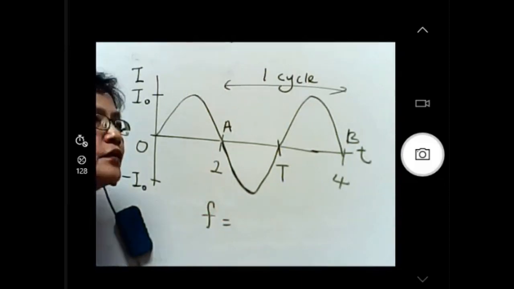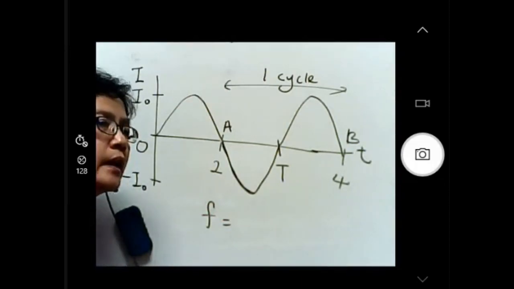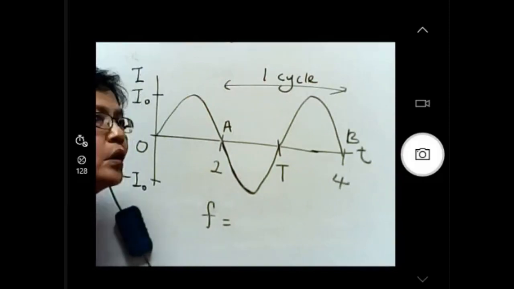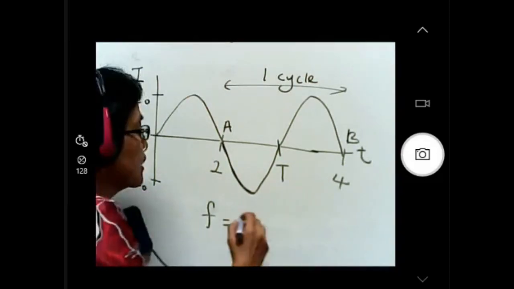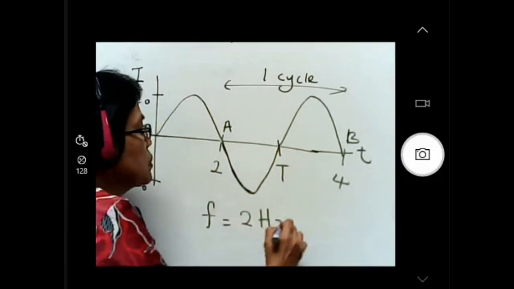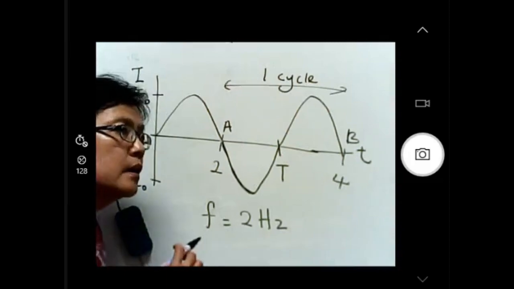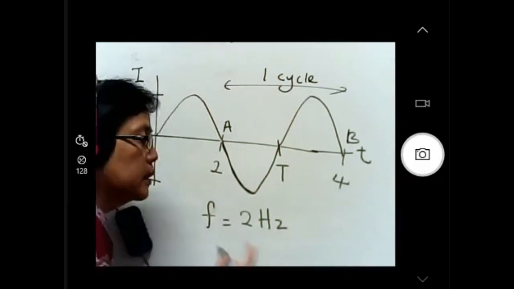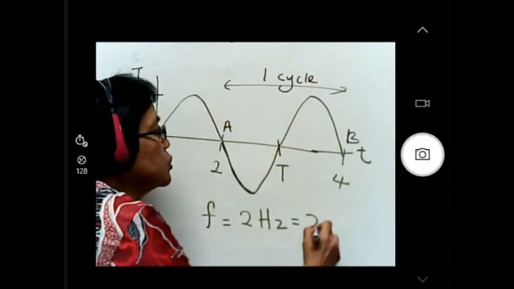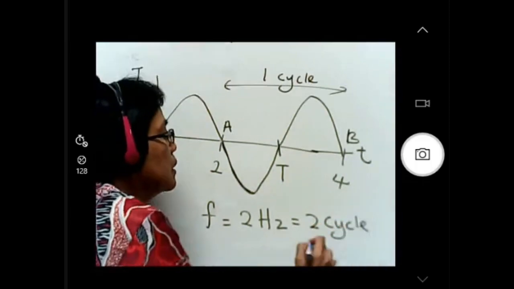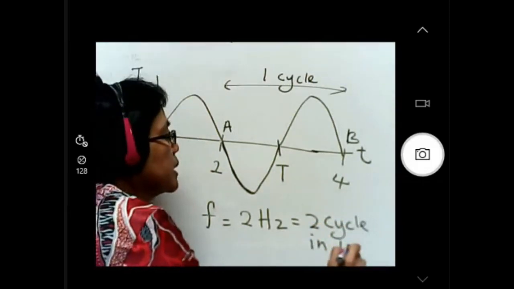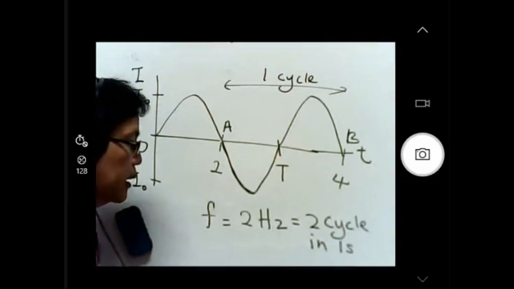Knowing this value, you can calculate frequency. Frequency is the number of cycles that can be completed in 1 second. It means how many cycles you can complete in 1 second. For example, 2 hertz. So what do we mean by 2 hertz? 2 hertz means this current can make 2 cycles in 1 second. As simple as that.